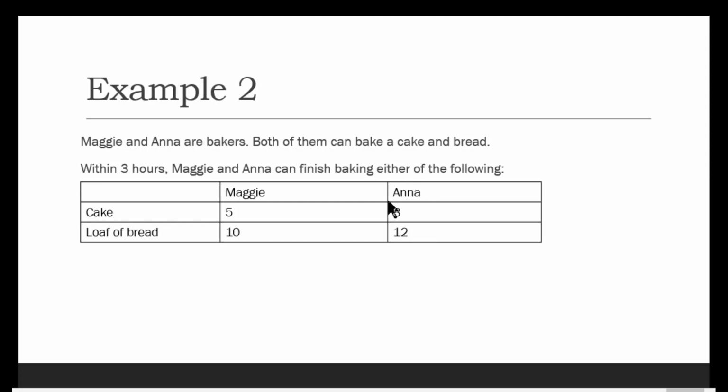But do you think Anna should focus on the two and divide her 3 hours into cakes and loaves of bread? Well, comparative advantage tells us that we should focus or specialize on the things or activities wherein we have a lower opportunity cost. And let us compute what would be the opportunity cost of each of these products.